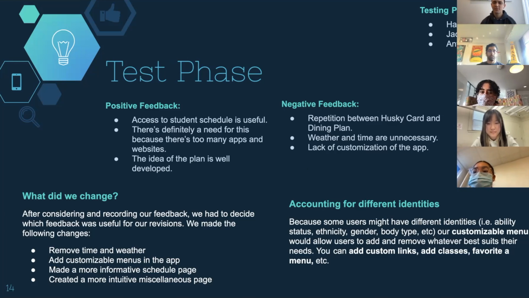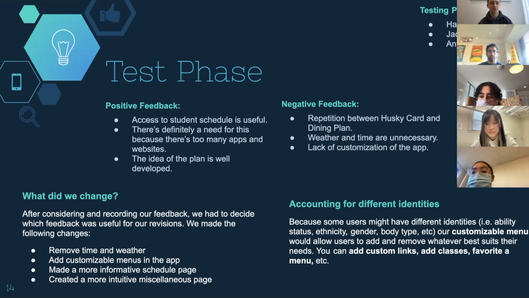user group. Some negative feedback we got was a repetition between Husky Garden and dining plan, but that was a really small issue. Weather and time on our main page was absolutely unnecessary. Everyone kept reiterating that, and someone was complaining about the lack of customization on our app.